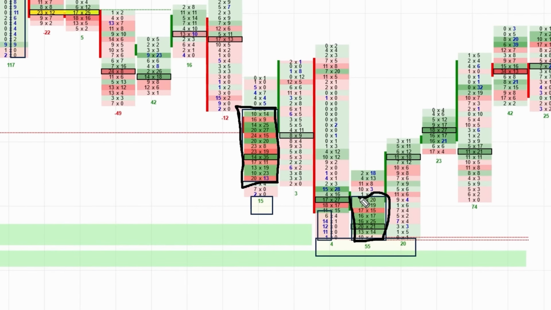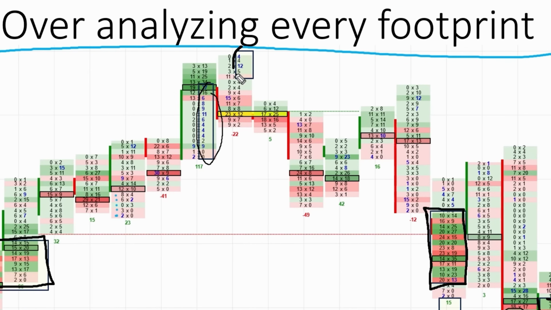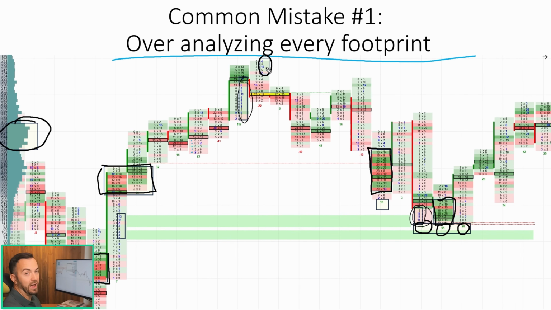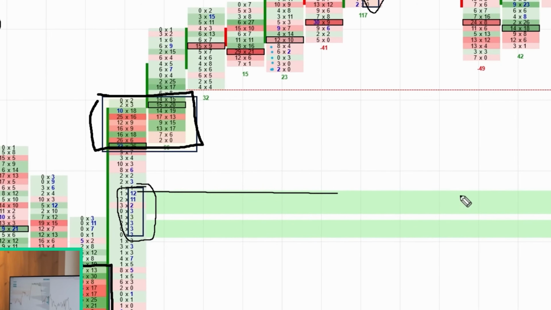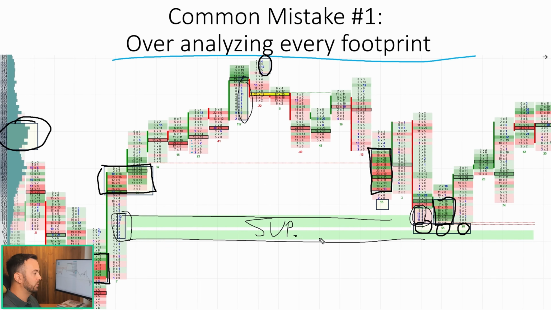Or, for example, you should take a look at what the delta is doing. You should look at the imbalances here, or here, or here. Those are trapped traders, so keep an eye on those as well. Stacked imbalances like those, because they represent strong support and resistance zones, like in here. As you can see, the price made a beautiful reaction to that.